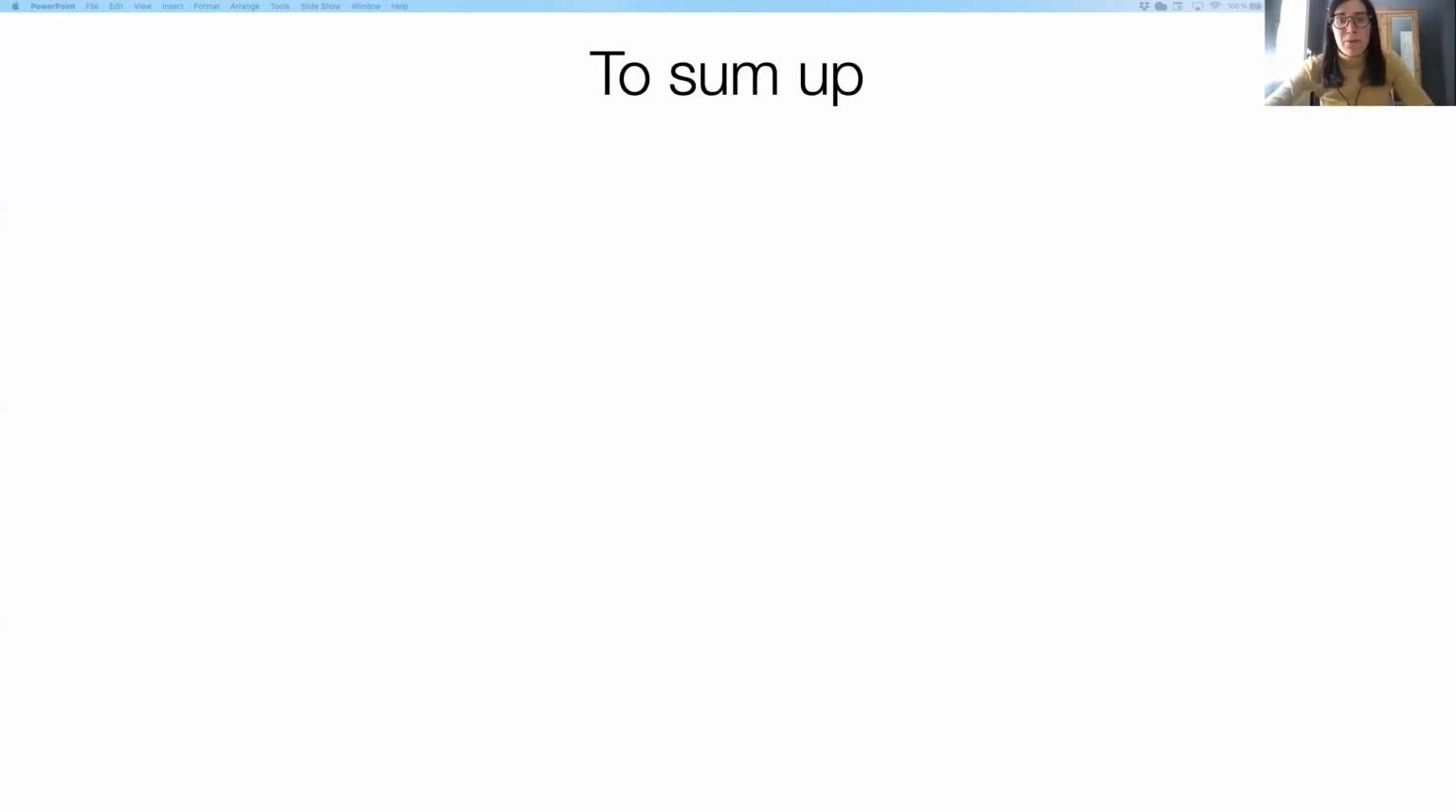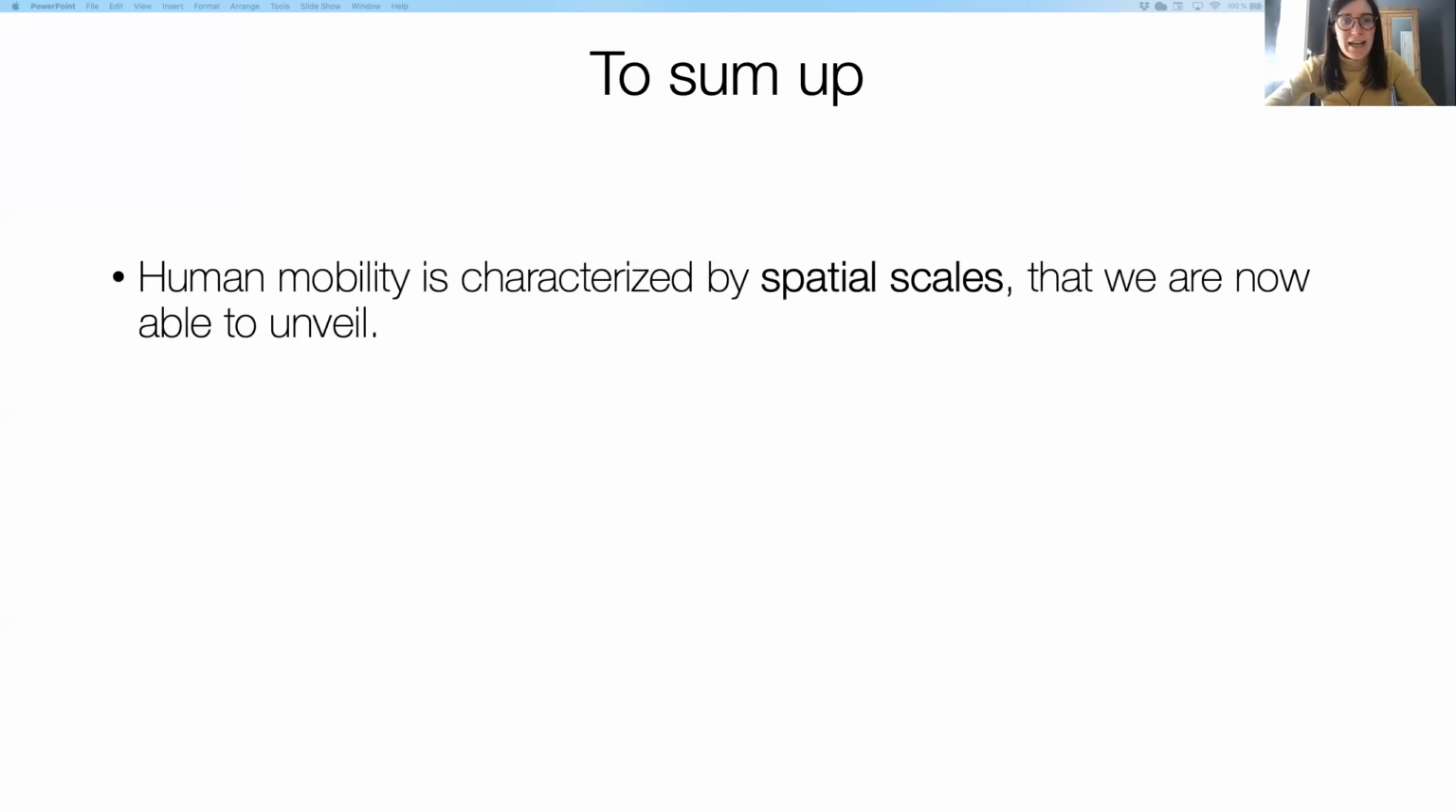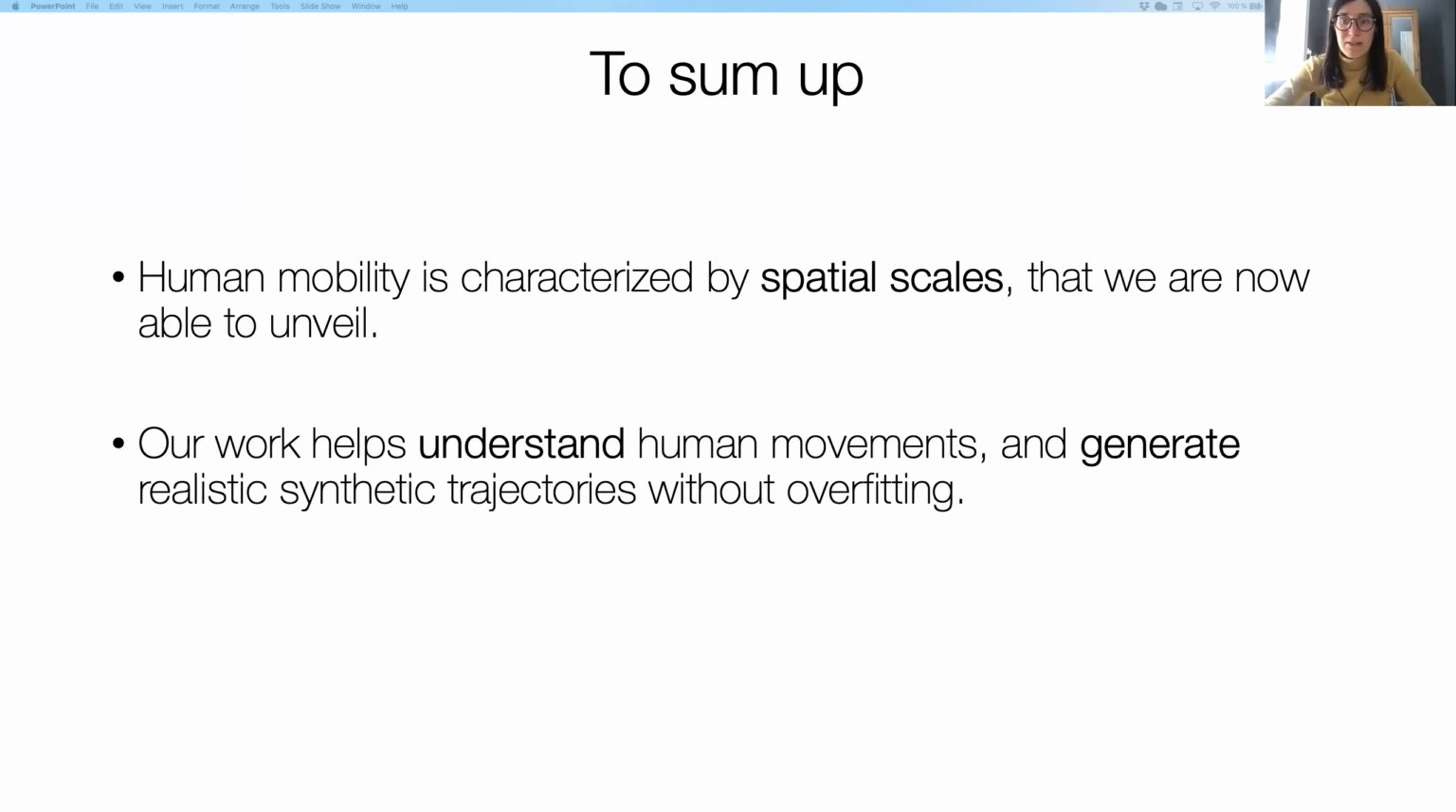So, to sum up, we introduced a new model that allowed us to understand that human mobility is characterized by spatial scales. And we're now able to unveil these different spatial scales. This new understanding of scales in human mobility allows us to better understand movements. And we have shown this by showing how it reflects in the gender gap in mobility and in differences between urban and rural users. But this new model is also able to generate synthetic trajectories that are much more realistic, and we do not overfit. So we can extrapolate movements even some months after we collected the data.